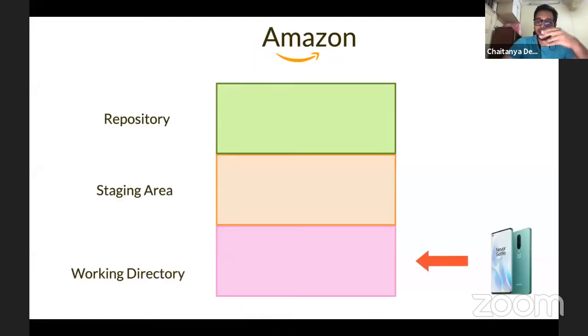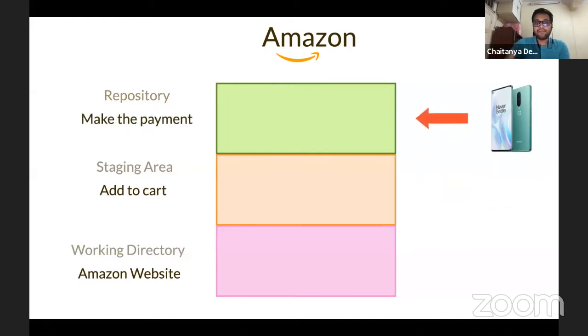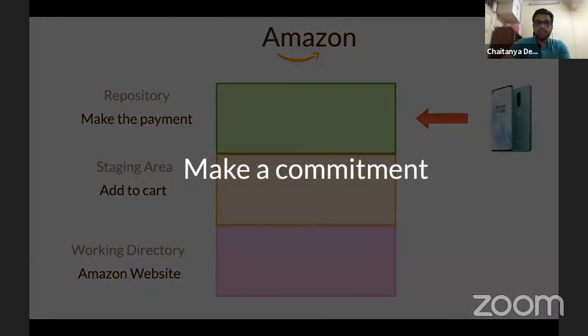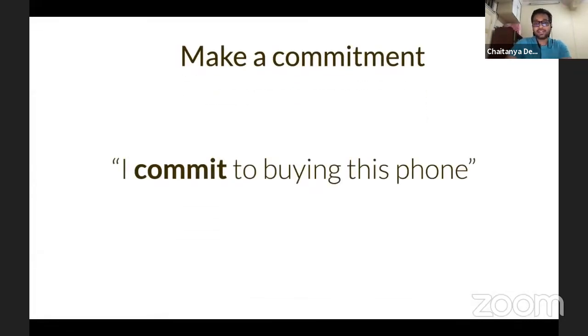All you have to do is go through 3 stages. You have my OnePlus phone here, which you start with the working directory, which in this case is Amazon's website. Now I want to promote this phone into the staging area. So I have to do git add, which is add to the cart. Now that I've added it to the cart, I have to actually make the final step of buying it, which is making the payment. This is the final step which we have to take. This is the commitment which we have to make, this payment. What I'm essentially saying is I commit to buying this phone.